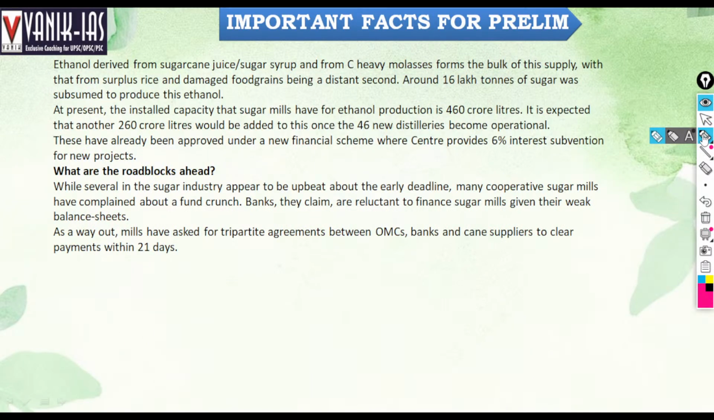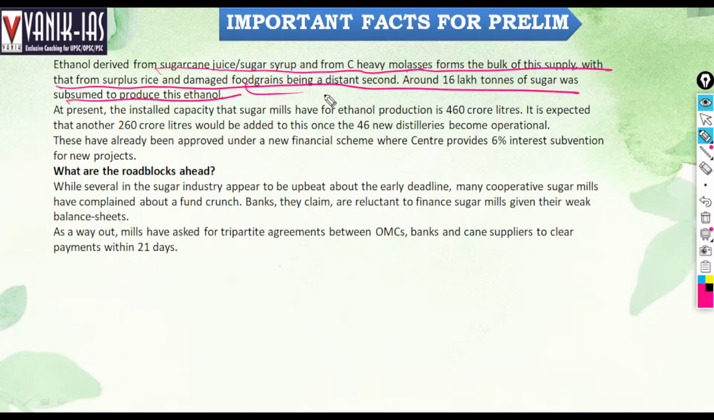Ethanol is derived from sugarcane juice, sugar syrup and heavy molasses, which form the bulk of the supply, along with surplus or damaged food grain. Around 16 lakh tons of sugar was subsumed to produce this ethanol. Whatever non-food crops are damaged, they can be used to produce ethanol. At present, the installed capacity that sugar mills have for ethanol production is 460 crore liters.